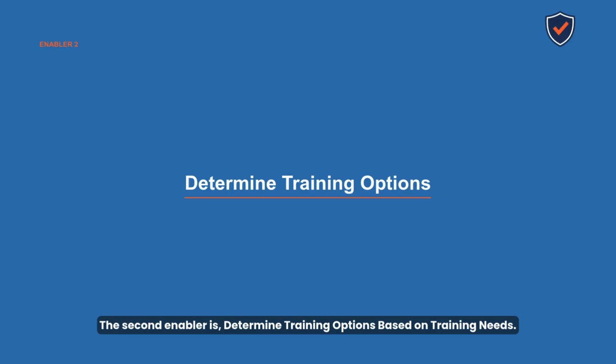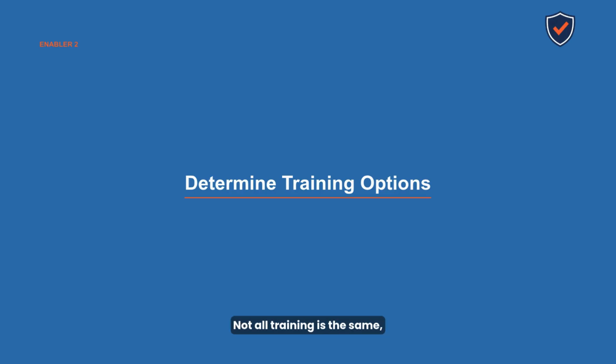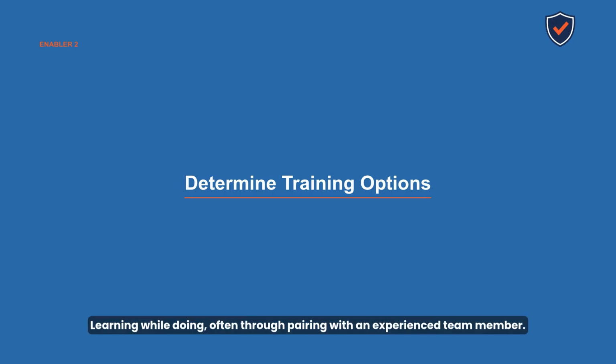The second enabler is determine training options based on training needs. Not all training is the same, and the exam tests whether you choose the right format. Formal training, structured courses, workshops, or certifications, best for deep skill gaps that require systematic learning. On-the-job training, learning while doing, often through pairing with an experienced team member, best for practical skills that require hands-on experience.